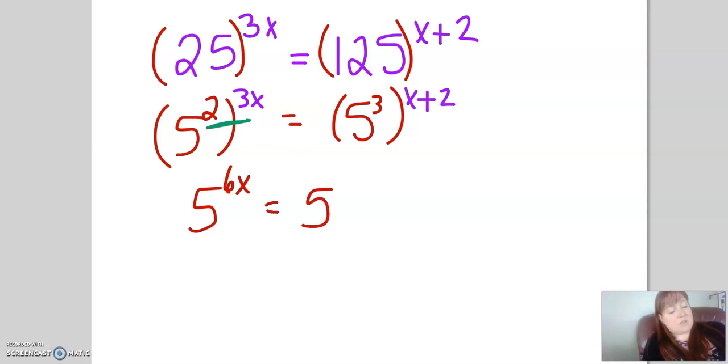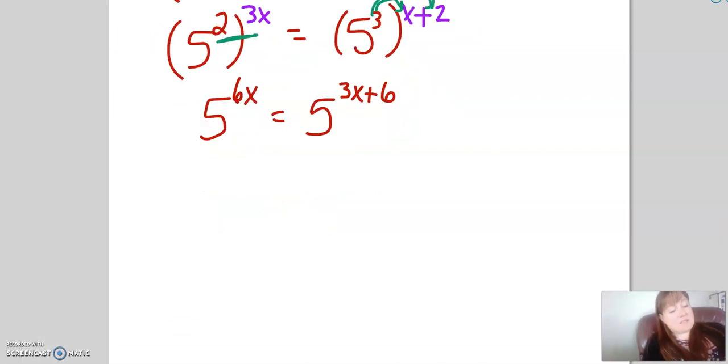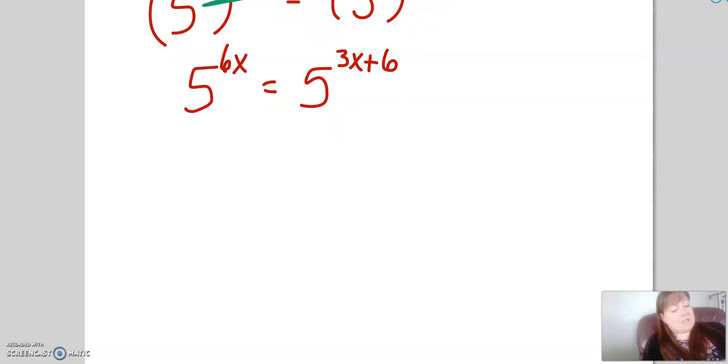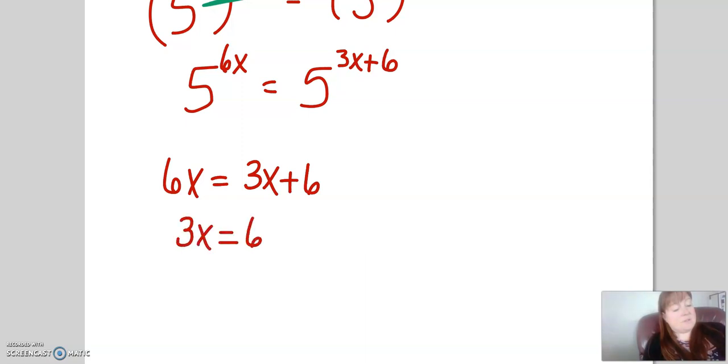and then I just multiply these together. So that's 5 to the 3x plus 6, because I need to use the distributive property to multiply the 3 by the x and by the 2. So now I have a common base, and so I can just set their exponents equal to each other. So I can say 6x has to equal 3x plus 6 because they had a common base. So I subtract 3x from both sides and I get 3x equals 6. Therefore, x equals 2.